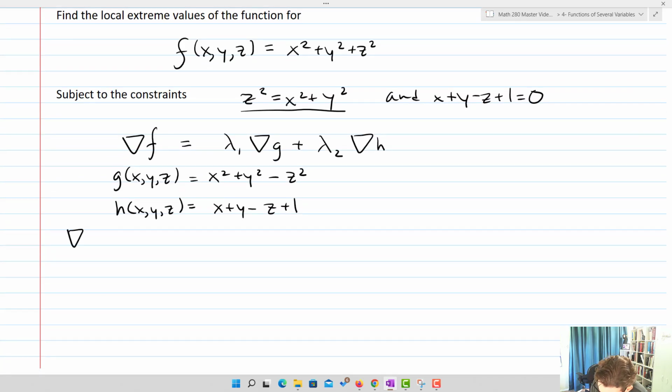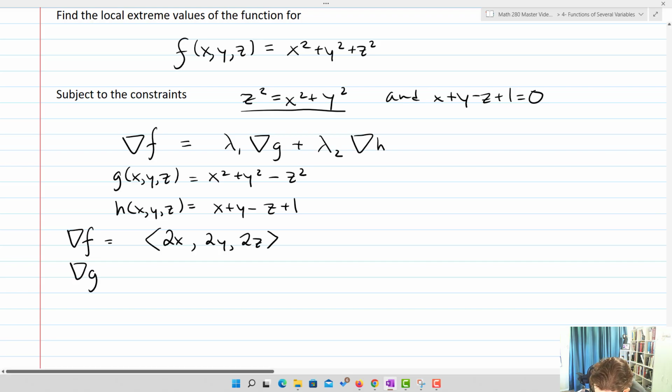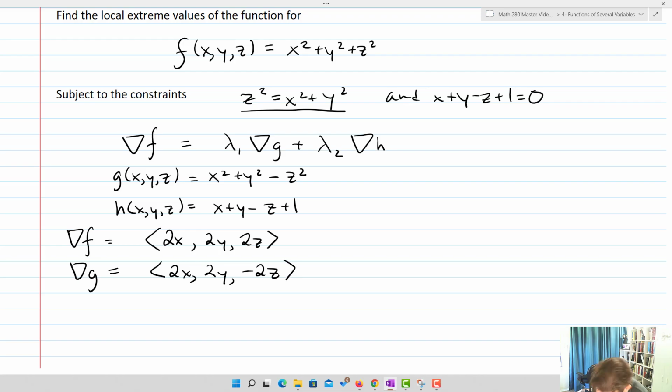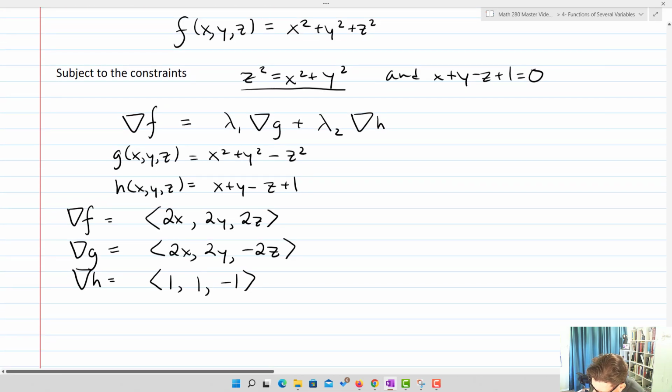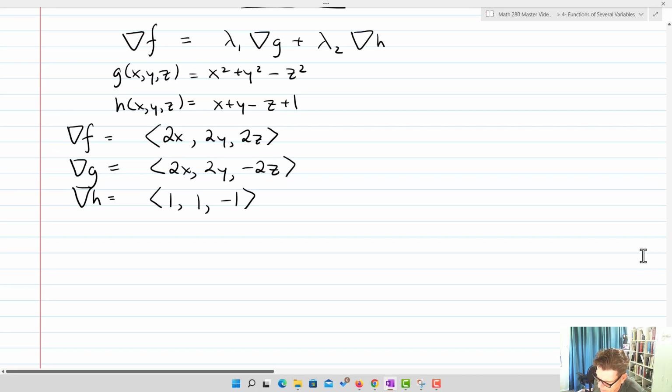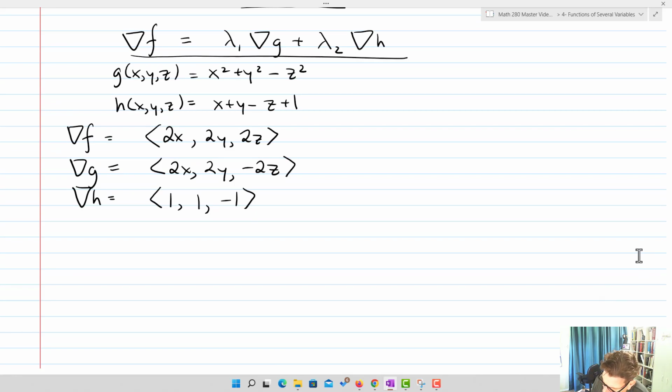We'll find the gradient with respect to f. The gradient of f is going to end up being 2x, 2y, 2z, like we had before. The gradient of g is going to equal 2x, 2y, negative 2z. And the gradient of h is going to end up equaling 1, 1, negative 1.